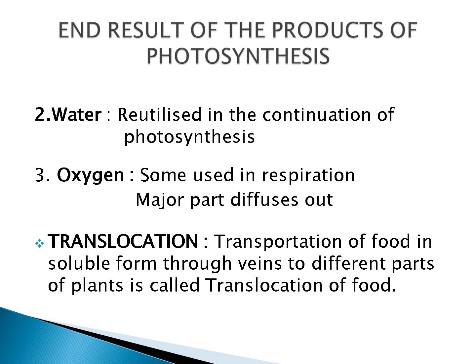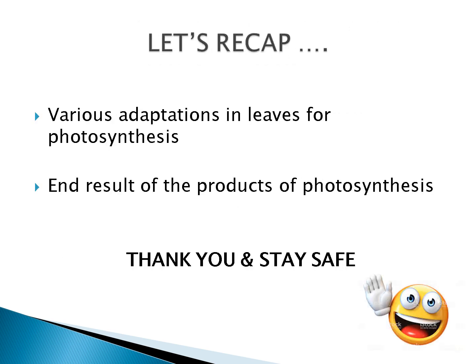Now let's talk about translocation. Now after food is stored, again during night, evening, when no more food production takes place, the stored food is utilized. It is again converted back into simple form, gets dissolved in the cell sap, and through veins it is transported to different parts of the plant. This process of transport of food in soluble form through veins to different parts of the plants is called translocation of food. With this, we complete this portion.